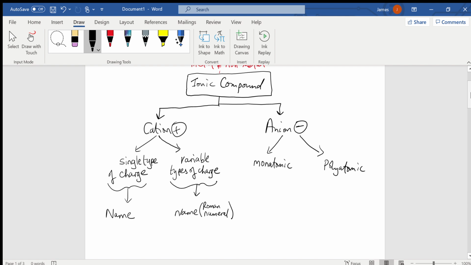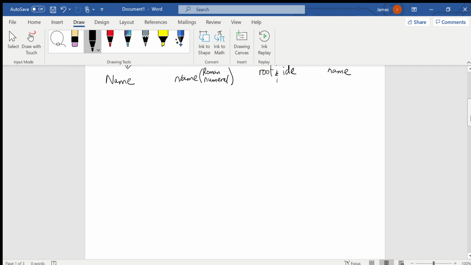Okay, polyatomic. If we have a monatomic, that means one atom that hosts the charge. We would have a root and the suffix -ide. If it's polyatomic, it will have a unique name that you're just going to have to learn. That would be the sage advice. Okay, so this is a typical way it's presented. Let's look at those Roman numerals and then we'll see our first example.